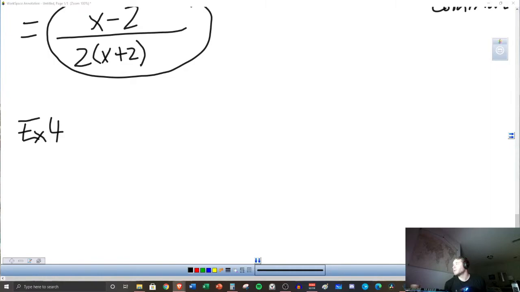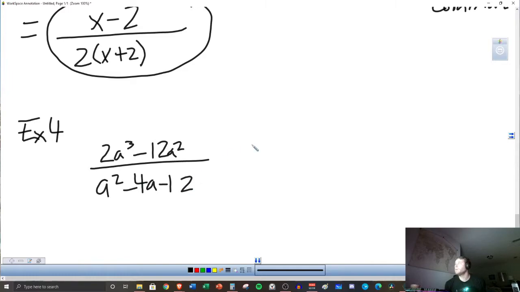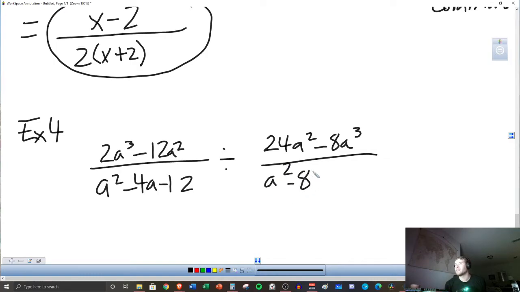Let's do this example here. 2a cubed minus 12a squared, over a squared minus 4a minus 12, divided by 24a squared minus 8a cubed. Dude, this is going to be a tricky one, actually. We're going to work it, though, but there will be some factoring trickery here, so just be prepared for that. Get your mind prepared.